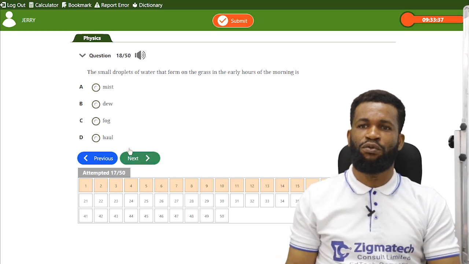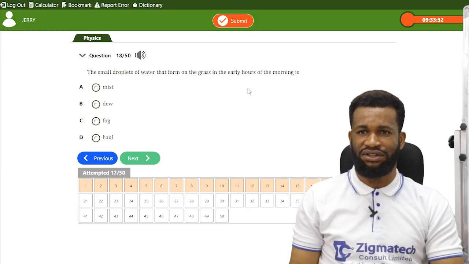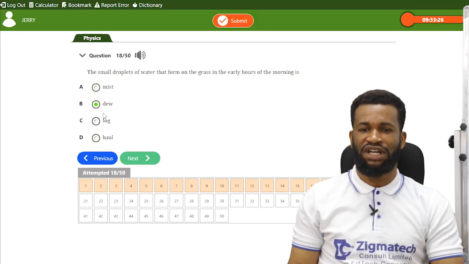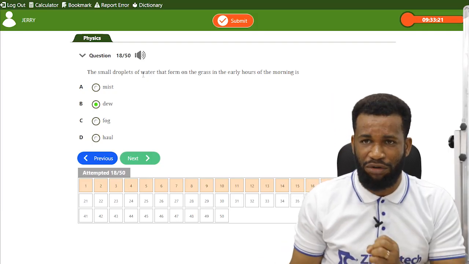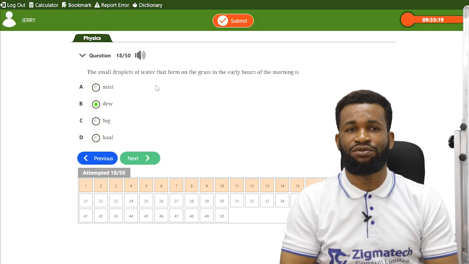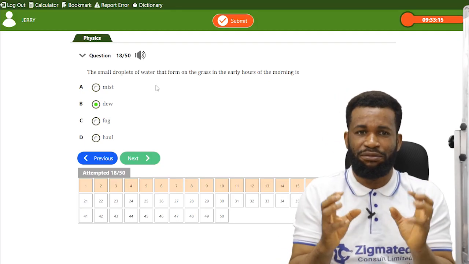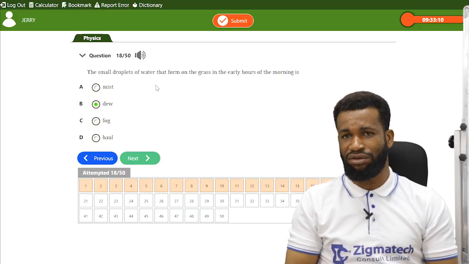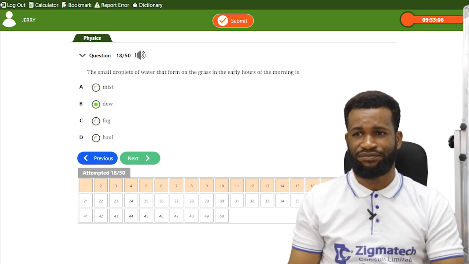A small droplet of water that forms on the grass in the early hours of the morning is dew. It's not mist, it's not fog. So these are other classes of dew, but dew is that one which forms a droplet of water, just like when you bring out water from the freezer. What you see on the body, a kind of droplet of water forming when it is melting, is called dew. And that is the same thing that happens in the early hours of the morning.